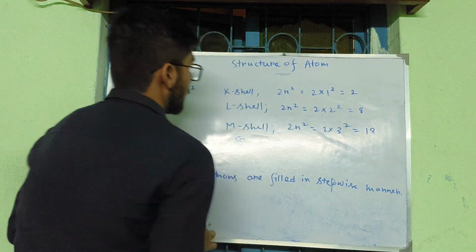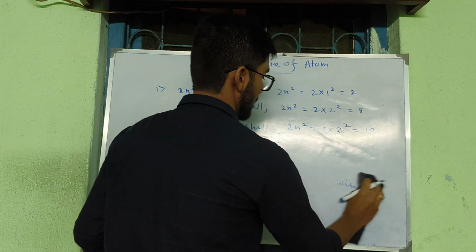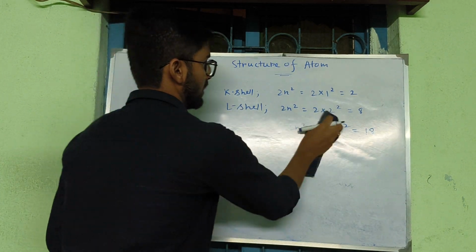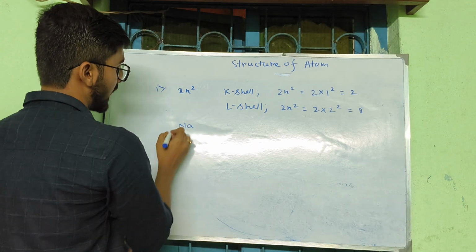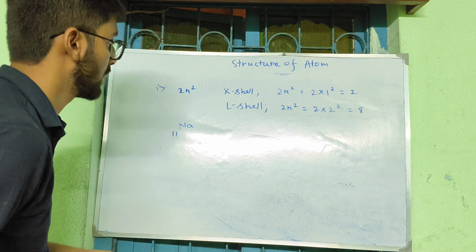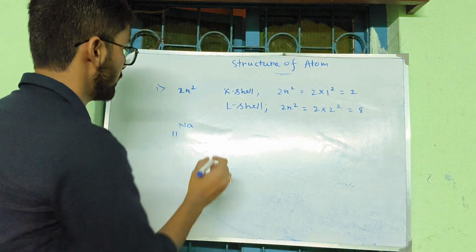So let's take some example. Sodium atom has an atomic number of 11. So how are 11 electrons distributed in sodium atom?